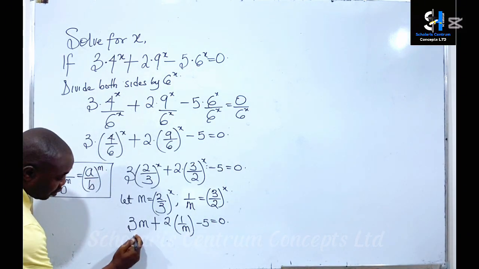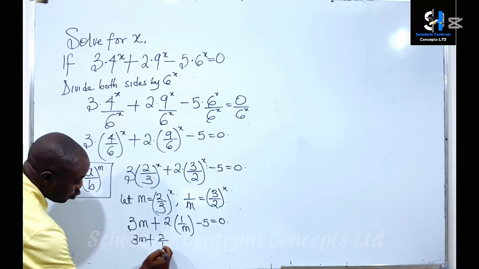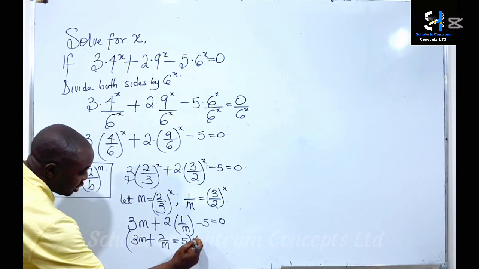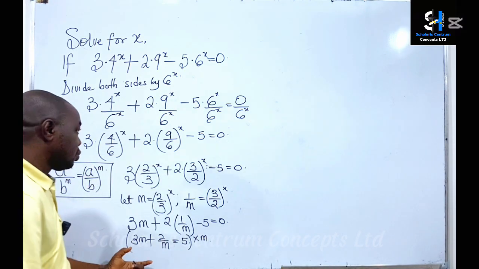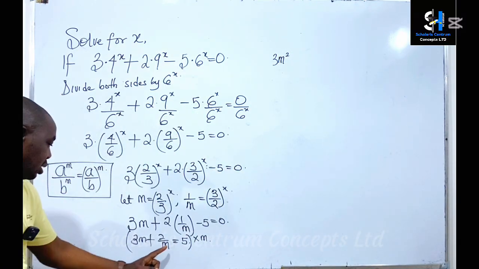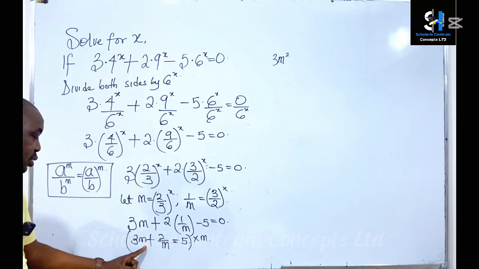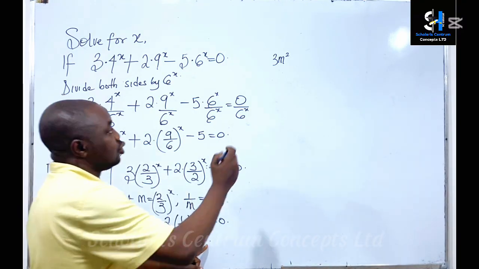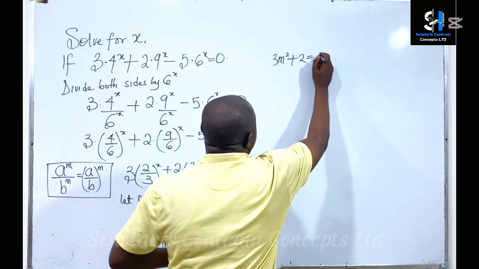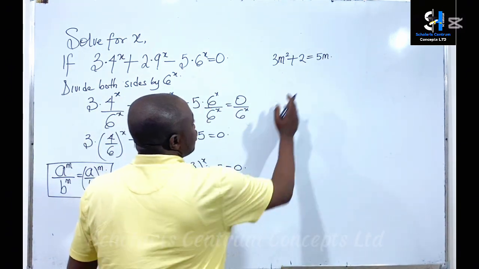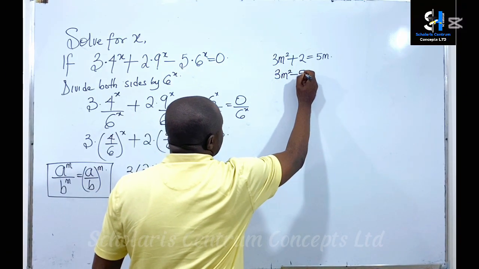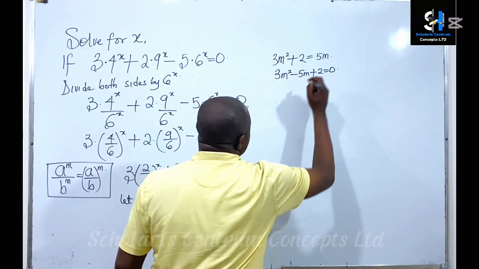So we're going to have 3m plus 2 over m equals 5. Then let's multiply both sides by m. Multiplying both sides by m, this becomes 3m squared, that is m times 3m. Then 2 over m times m will be 2. Then 5 times m will be 5m. So I'm going to bring this to this side. So this becomes 3m squared minus 5m plus 2 equals 0.